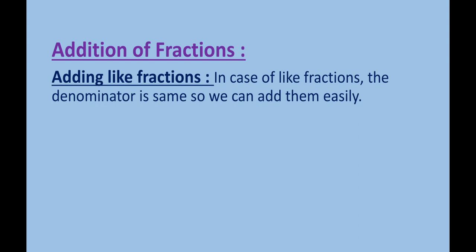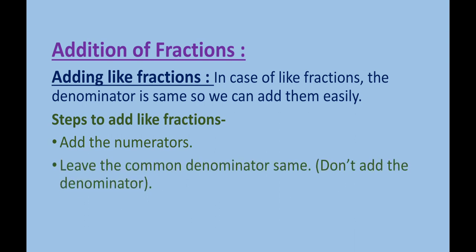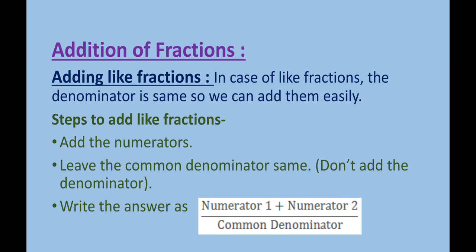In case of like fractions, the denominator is the same, so we can add them easily. The steps to add like fractions are: first, add the numerators. Second, leave the common denominator the same, that is, no need to add the denominators. Third, write the answer as the addition of numerators divided by the same denominator, that is, numerator 1 plus numerator 2, divided by the common denominator.